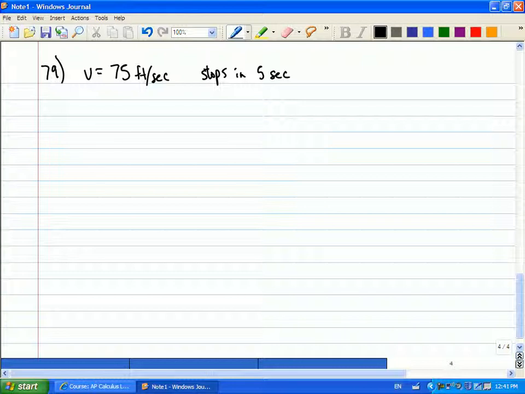So one way you can think about this, which doesn't require a whole lot of calculus, is if you're going to do a constant acceleration on 75 feet per second for 5 seconds, what do you end up with? How much velocity are you getting rid of? 75, yeah. And you have 5 seconds to do it.